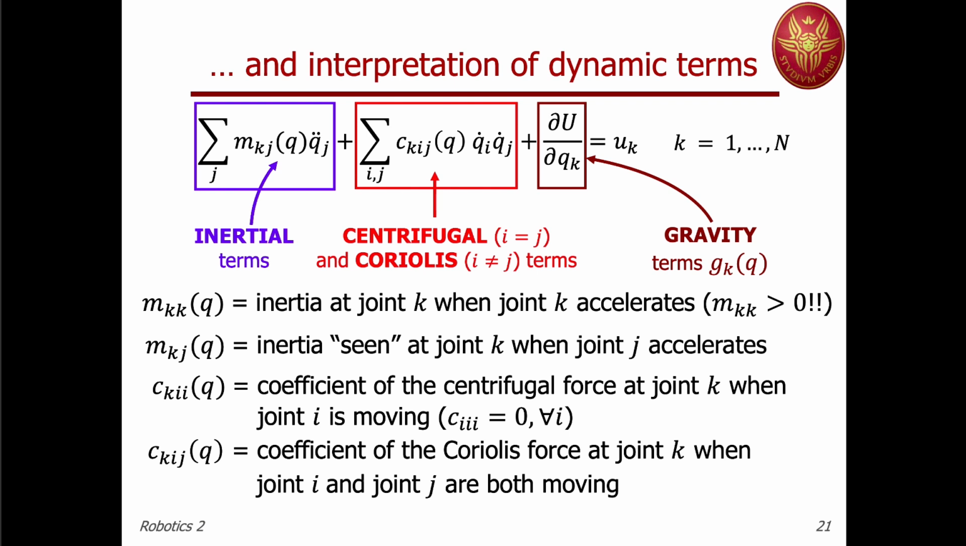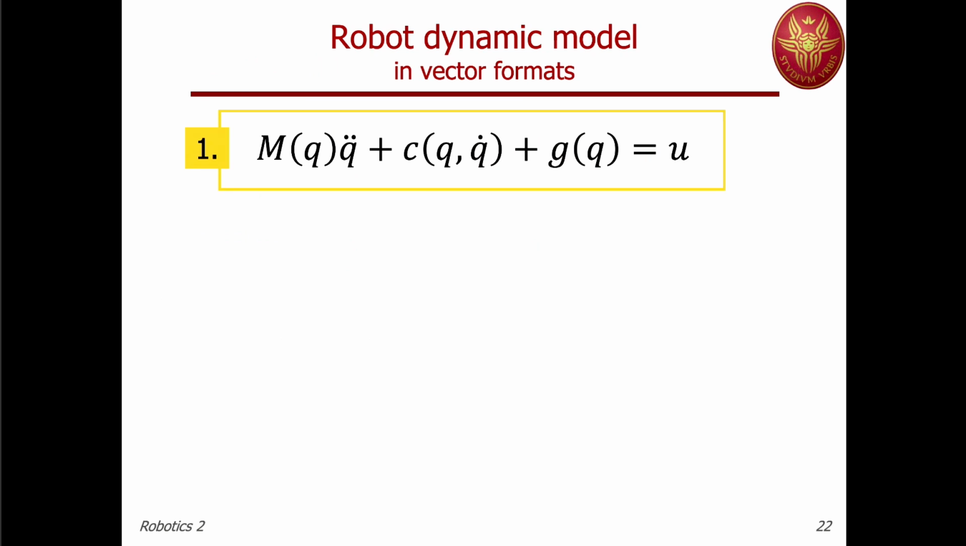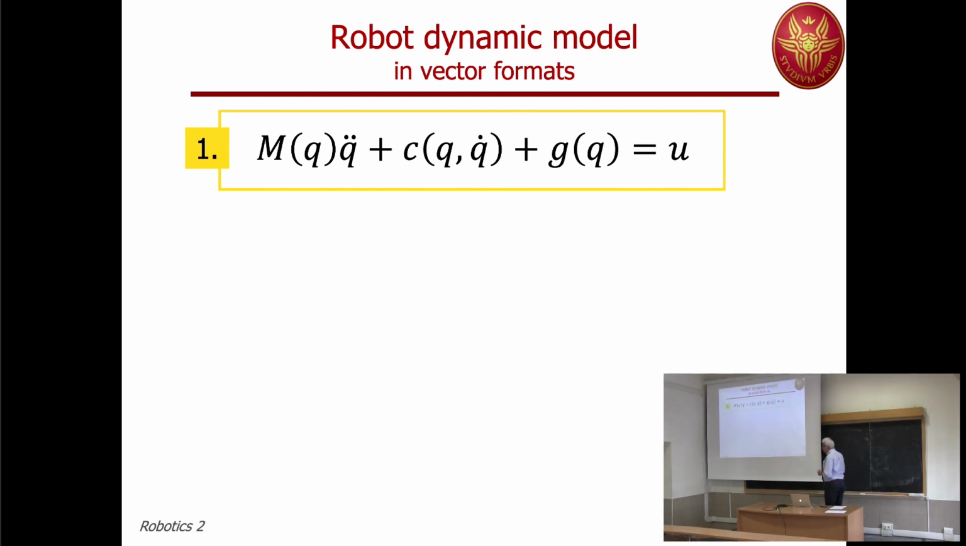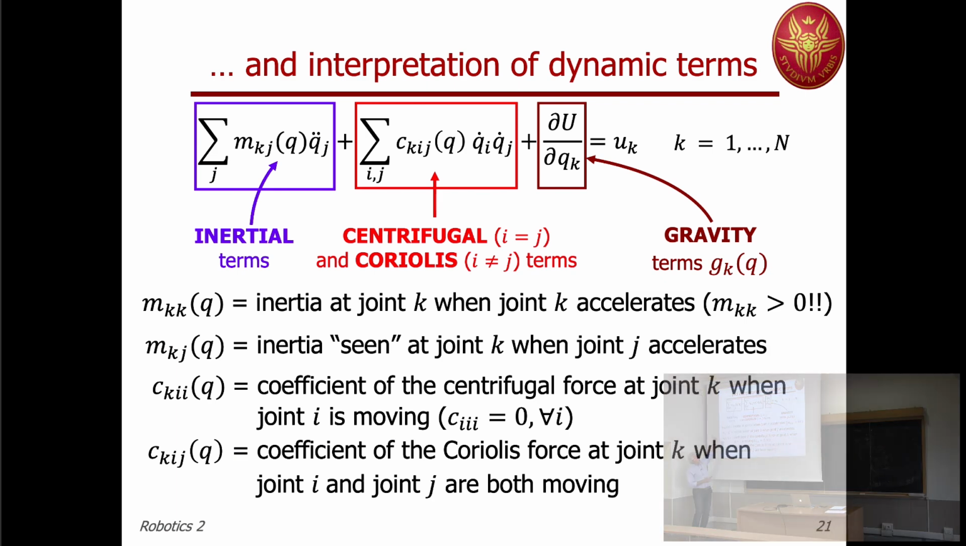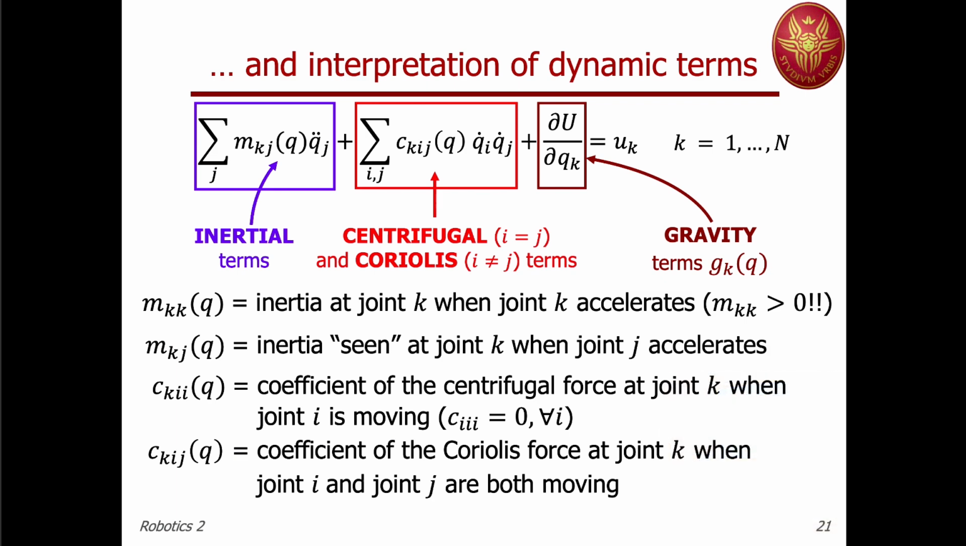So each term in the model can be given a physical interpretation. So when you put everything together, you end up with the following form. And now I'm resuming a vector format. Okay? So let's go back. If you're looking at one equation, the first term, for instance, the inertial term, for row k in the set of equations, will be the sum of m_k1 times the acceleration of joint 1, m_k2 times the acceleration of joint 2, and so on.